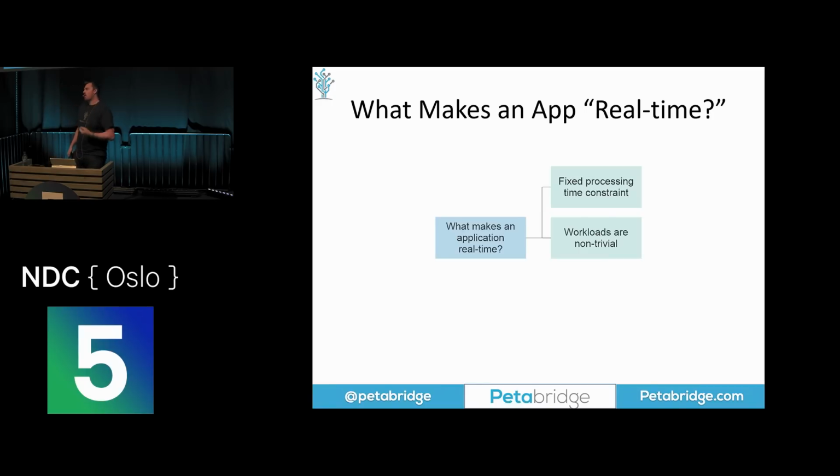Now, the next requirement that makes your application real-time is a non-trivial workload. So for instance, if you went ahead and created, let's say, a static website using GitHub pages and Jekyll or something like that, that's not a real-time application, even though it might be really fast, because the workload is completely trivial. It's stateless, in fact. And that's the third criteria that usually determines whether an application is real-time or not.